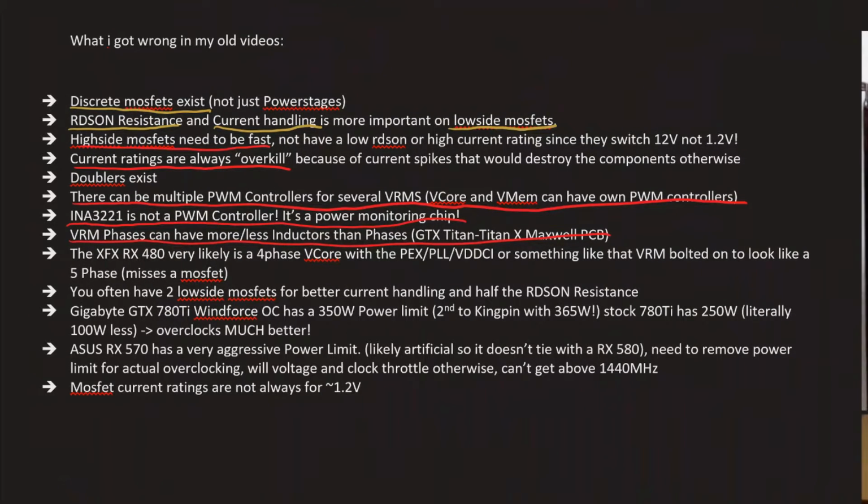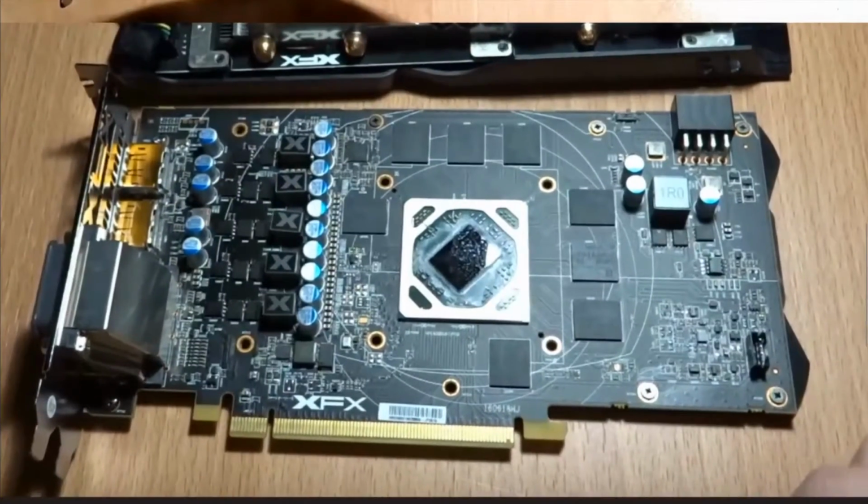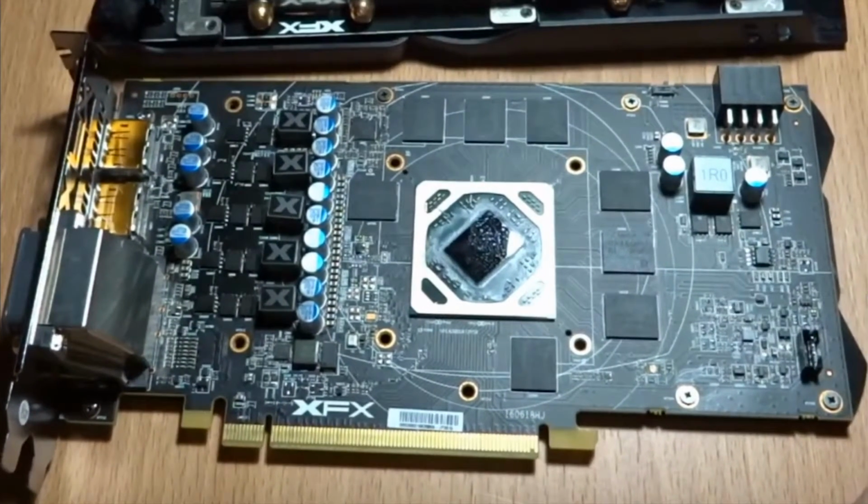So next thing, the XFX RX 480. That is a video my friend made. It is not up anymore, but I still made a mistake in that video. So the RX 480 is very, very likely a 4-phase. And in that video, so we have the PCB right here, I said that the card has a 5-phase VRM.